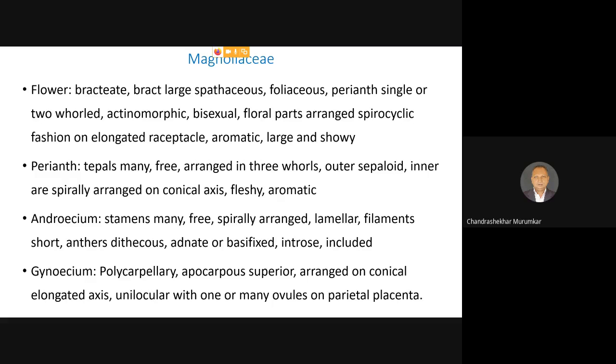Now each stamen has very short filaments, but much longer anthers. The anthers are dithecous and the anthers are adnate. That is, the anthers are attached to the side of the filament.